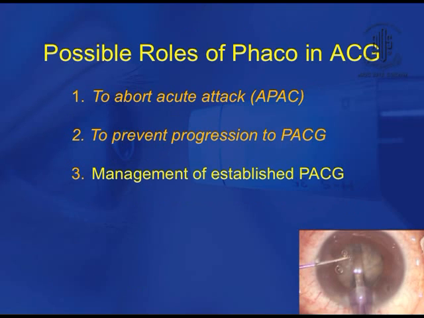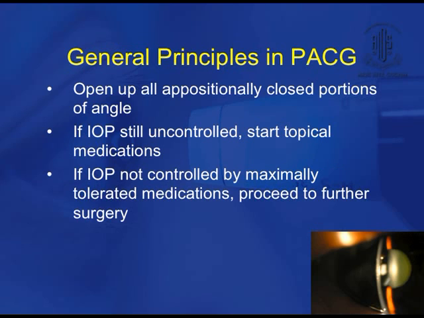In fact, there are several roles for lens extraction in angle closure glaucoma. First of all, in the acute disease, it can serve to abort the acute attack. After the acute disease, it can prevent a progression to the chronic form of the disease, and also it has a role in the management of established primary angle closure glaucoma. In my talk earlier this morning, I discussed the first two roles, and so for this particular talk, I'll focus on the third, the management of established primary angle closure glaucoma.